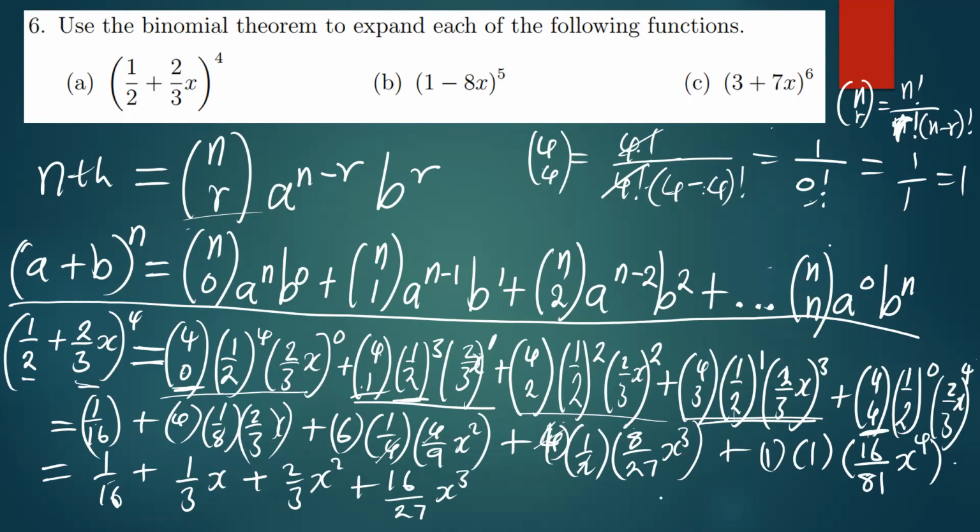And then this one will give us 16 over 81. So we have 16 over 81 x to the power 4. So this is the expansion for the first question. Yeah, so this is how you expand using the binomial theorem. Let's quickly move on to the next one.